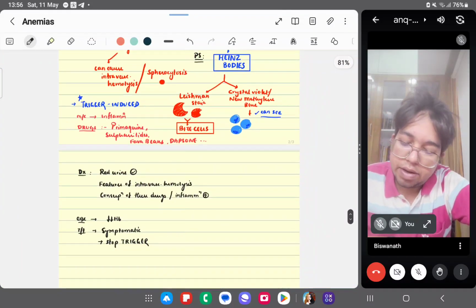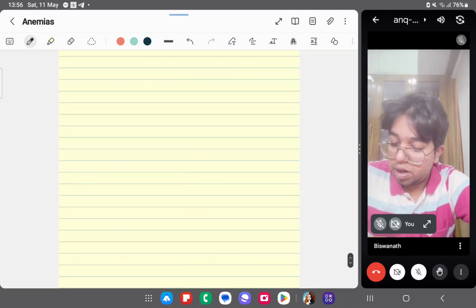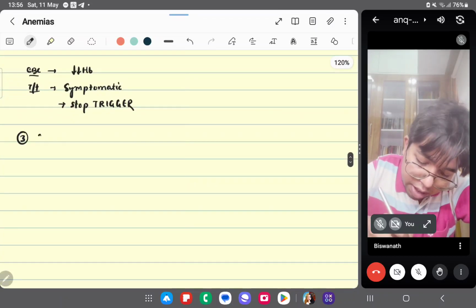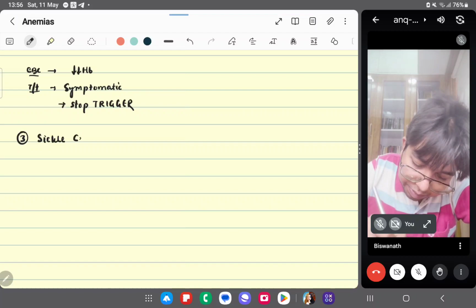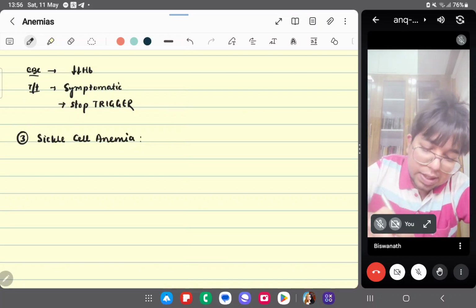So that completes our G6PD deficiency anemia. And now let's move to our third one, sickle cell anemia.